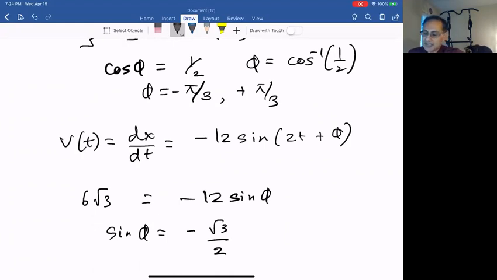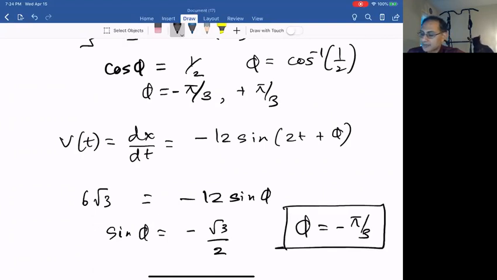So as you can see, the value of phi has to be negative pi over 3. That would meet both the requirements. Sine of negative pi over 3 would be minus root 3 divided by 2, and cosine of pi over 3 would be 1/2, which is exactly what we need.